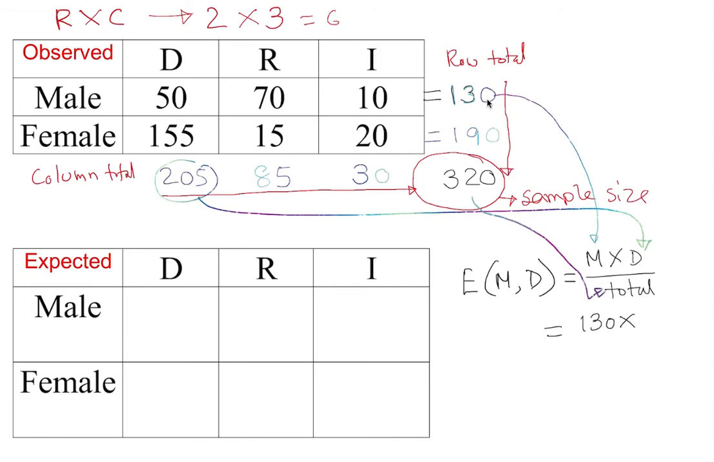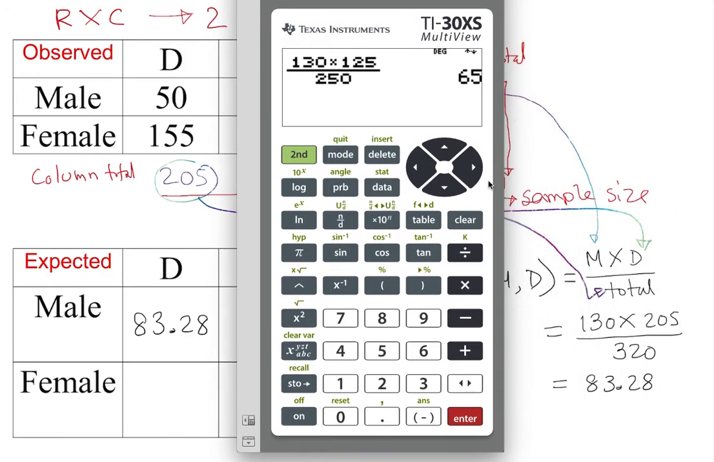So 130 times 125 over... sorry, not 125, it's 205. My apology. It's going to be 205 over the grand total 320, and that would give us approximately 83.28. So that is 83.28. I want to make sure we use a calculator and see what we have.